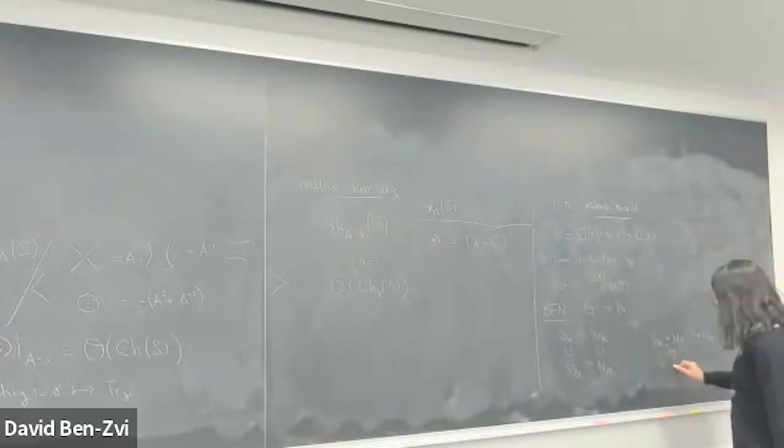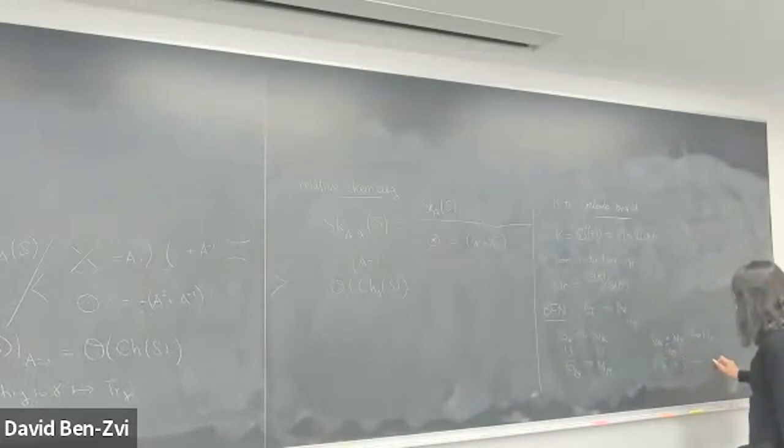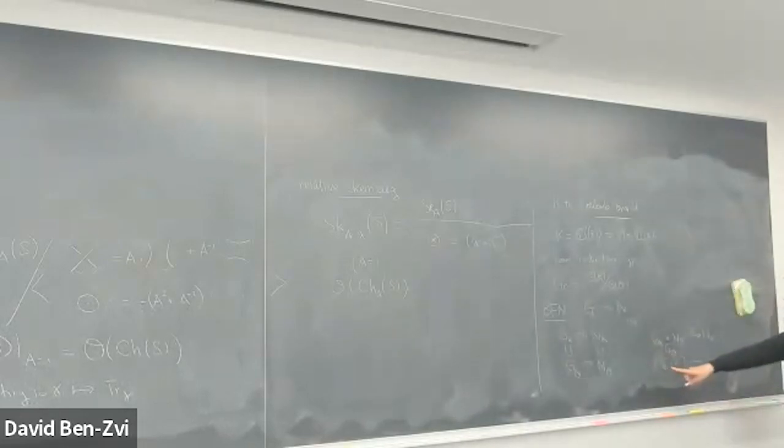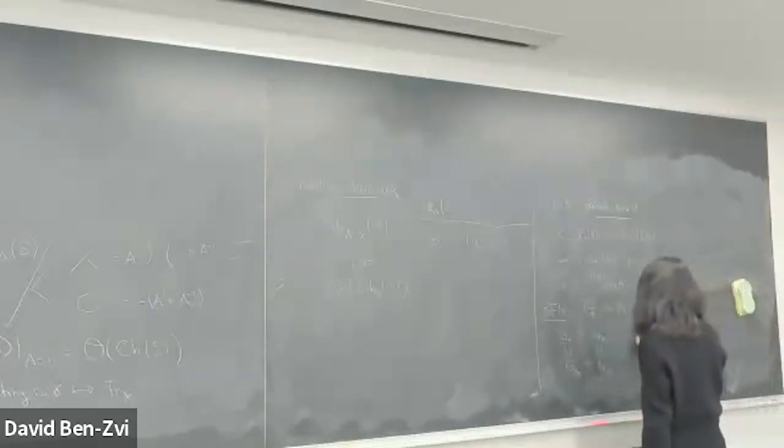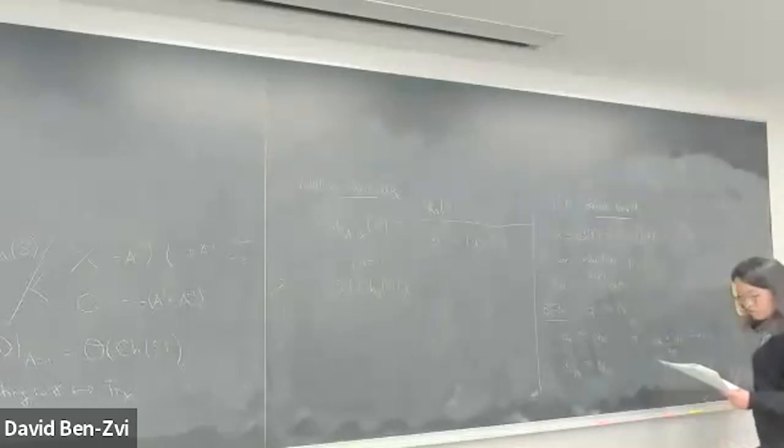You just let the element g act on n, this is well defined through this quotient, and that gives you a map like this. So this space, let's denote it by T. That's their notation.